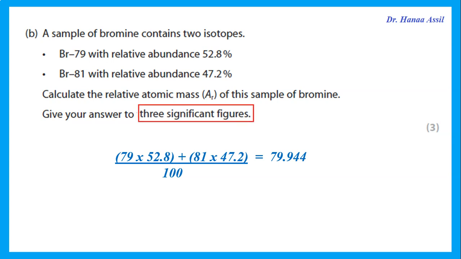But then it says, give your answer to what? Please check the question before you move on. Give your answer to what? To 3 significant figures. 3 significant figures means I look at the number after the 9. It is only 4, so it is less than 5, so it is 79.9. Do you know how to round up a number? Please round up correctly.